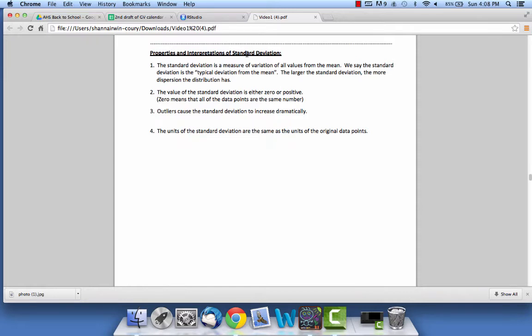Okay, so properties of the standard deviation we may or may not have gone over before. It's the typical deviation from the mean. So when you see in an article somewhere that the expectation is 72%, give or take 1.3, that means the standard deviation is 1.3. Because we square everything and divide, the value of the standard deviation is either 0, which means everything was the same and there were no deviations whatever, or it ends up positive. Outliers mess it up pretty badly, so you really want things that aren't skewed if you're going to use the standard deviation. And the units are the same as the original data.